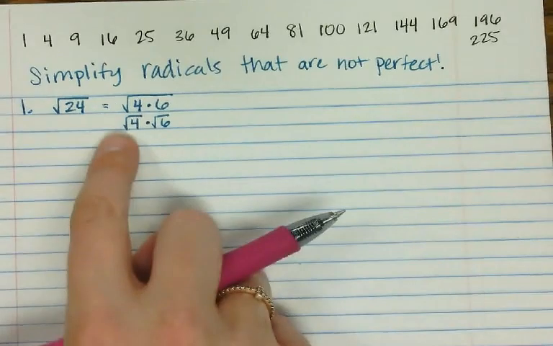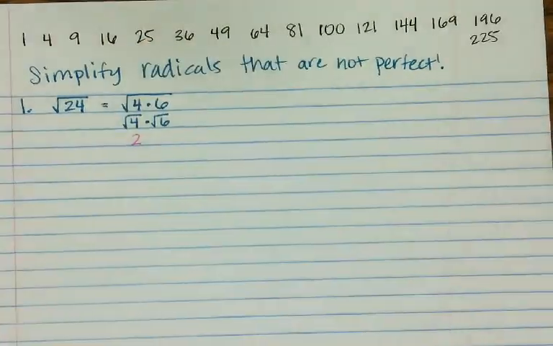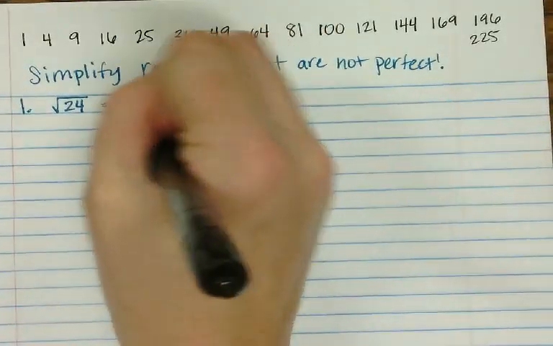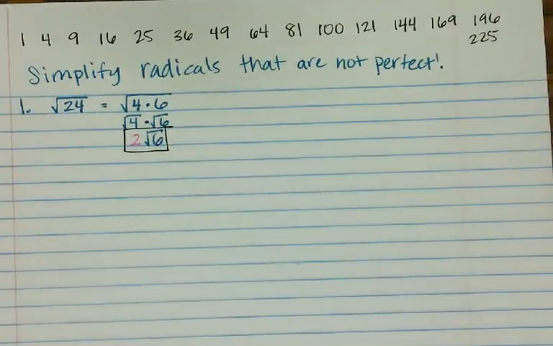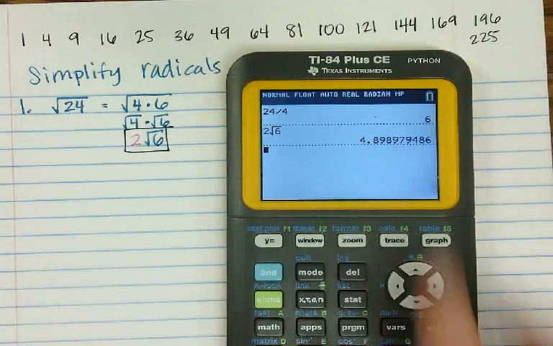What's the square root of 4? 2. So the simplified radical is 2 square root of 6. Because the square root of 6 can't be simplified, it just got left behind. Does that make sense? So this right here would have been 2 times the square root of 6.